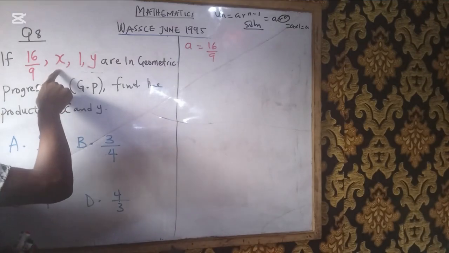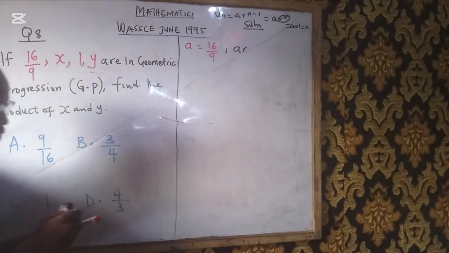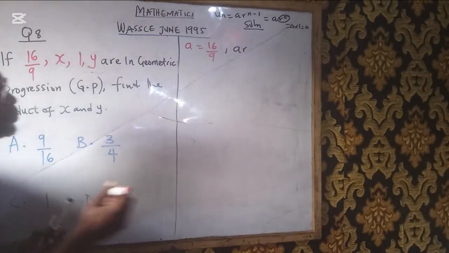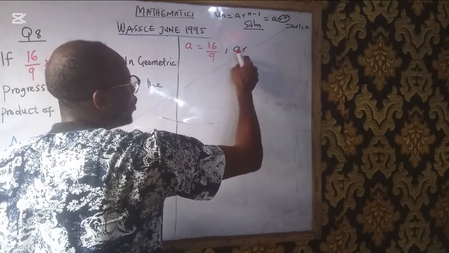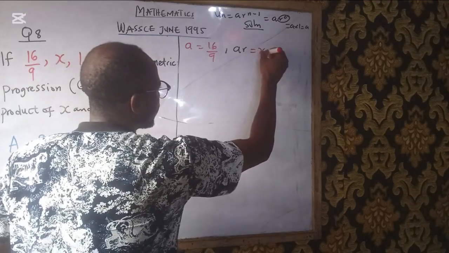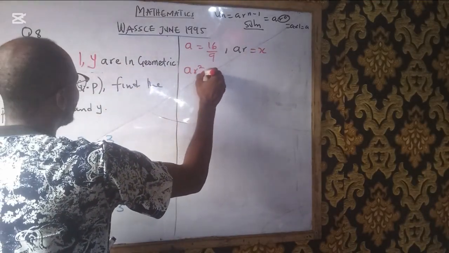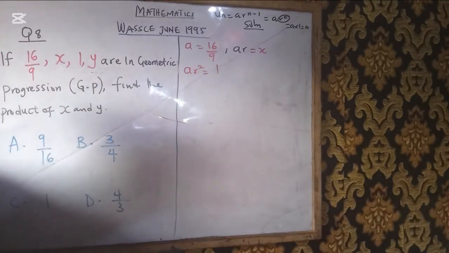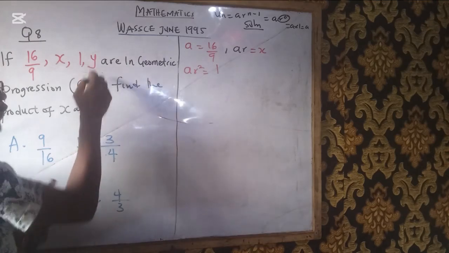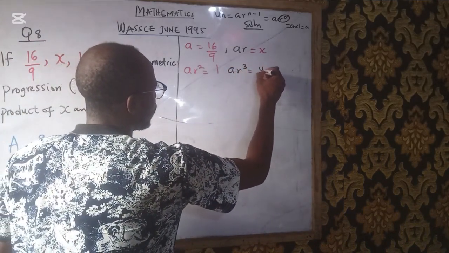Like this term, this is my second term. Second term will be what? AR. Do you understand? Because if I put 2 here, 2 minus 1 will give me just AR left. So AR in this case is equal to x. You go again to the third term, which is AR squared, equals 1. Are you following? While the fourth term will be AR raised to the power of 3, equals y.